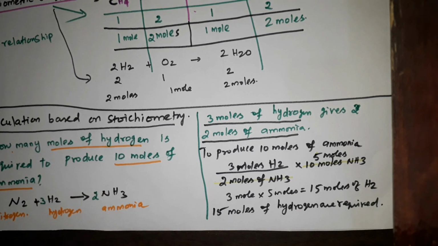Clear? So first balance the equation, then identify according to the stoichiometric coefficient. So consider them as the moles. How many moles required for how many moles? So 2 moles of ammonia are required for 3 moles of hydrogen. Then 10 moles of ammonia are required, how many moles of hydrogen? That is our question. So 3 moles of hydrogen divided by 2 moles of ammonia into 10 moles of ammonia. This ammonia will be cancelled, then 10 divided by 2 is 5. So the remaining 3 into 5, we will get 15 moles of hydrogen. This is the answer. Then I will explain one more shortcut method to calculate this type of calculation.